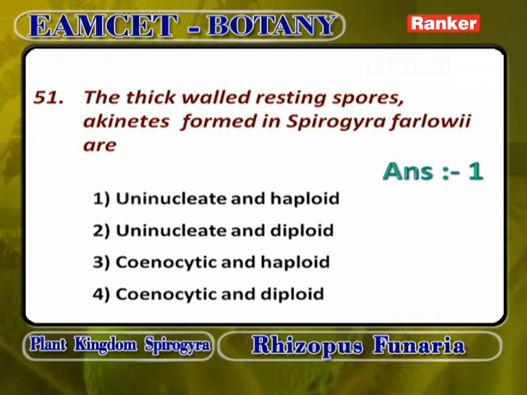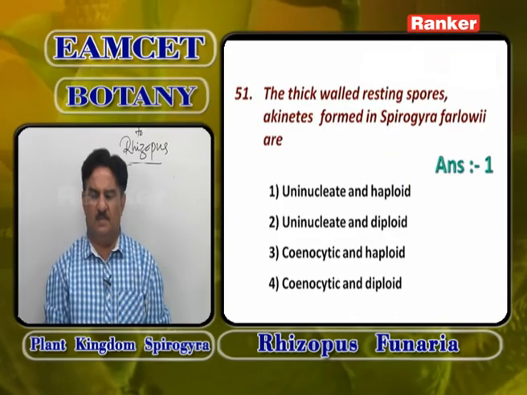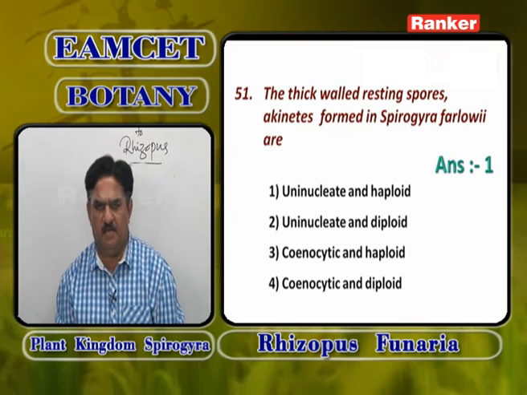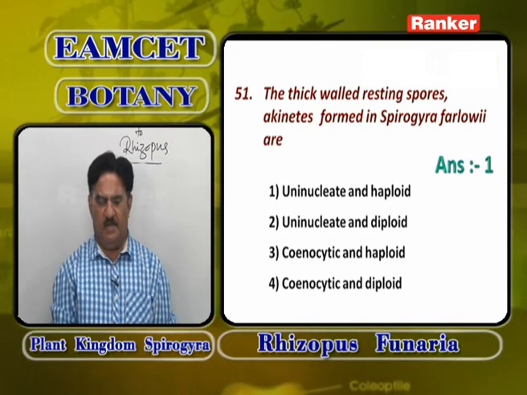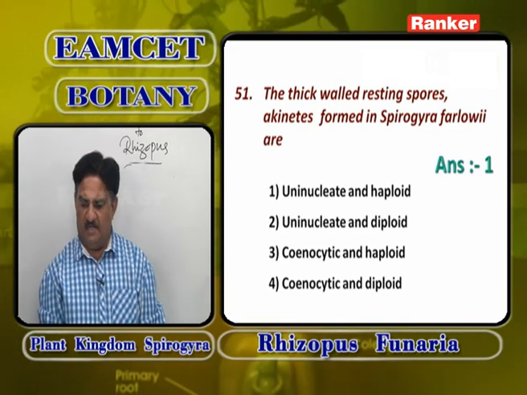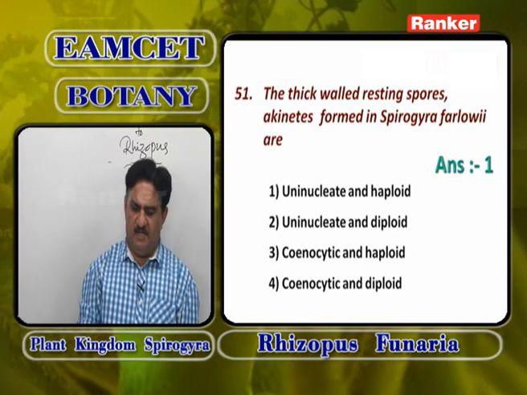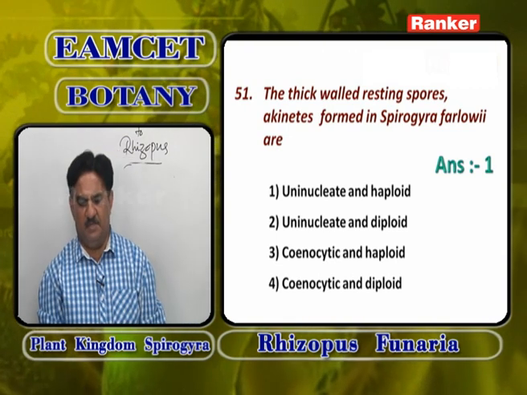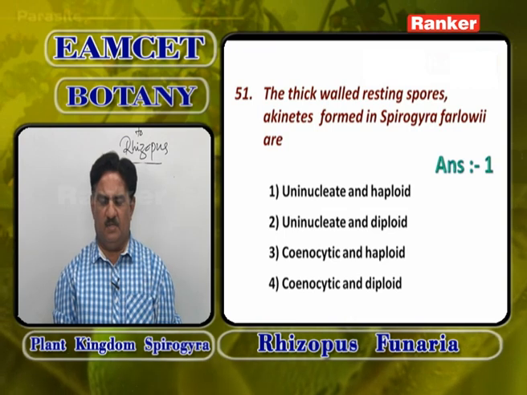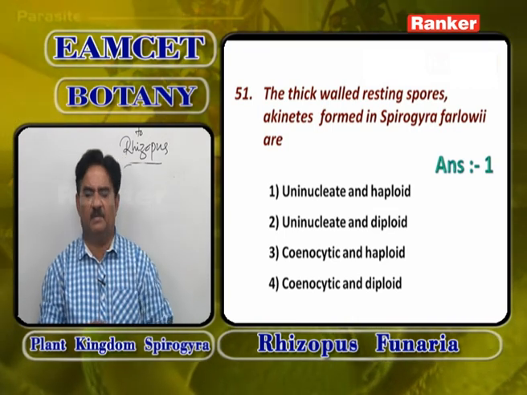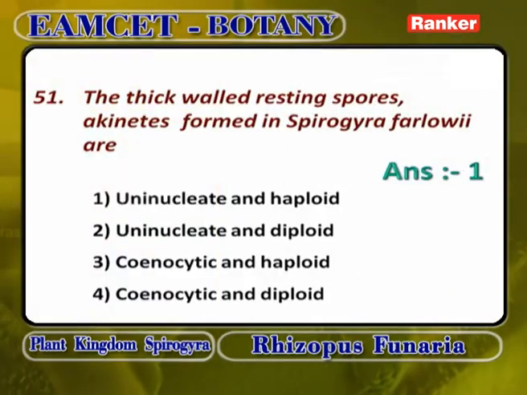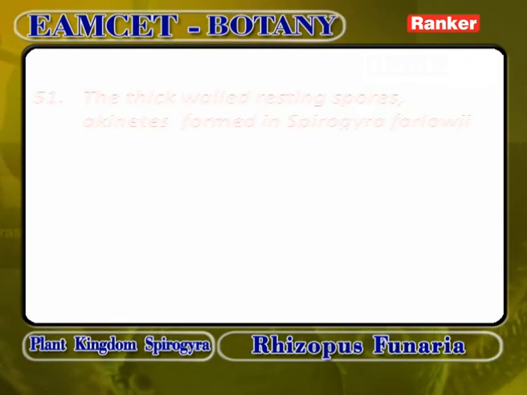The thick-walled resting spores akinetes formed in Spirogyra farlowii are. Just now we discussed akinete is formed from the total cell wall and protoplasm. So, it is uninucleate and diploid is wrong. Coenocytic haploid is wrong. Coenocytic diploid is wrong. It is simply uninucleate and haploid. So, the thick walled resting spore akinete formed in Spirogyra farlowii are uninucleate and haploid. First option.